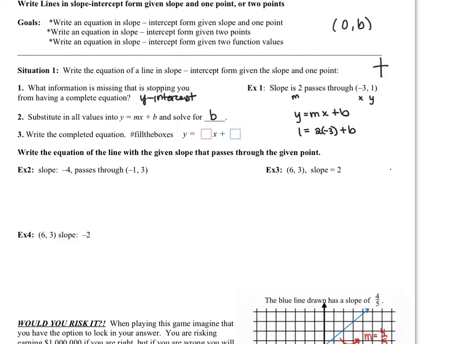And so now I'm just going to solve for b, just like I would solve a normal equation. To do that, I would do 2 times -3, which is -6, and then I would get -6 away from b by adding it to both sides, which means my b value would be 7.